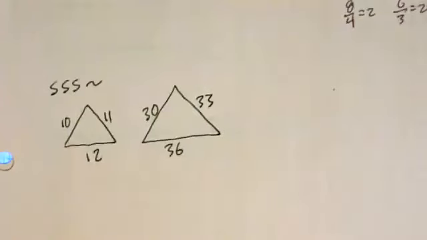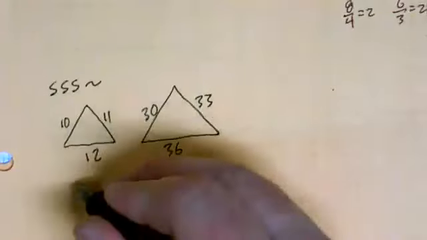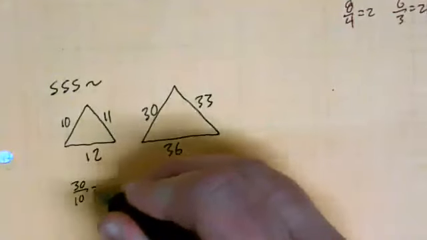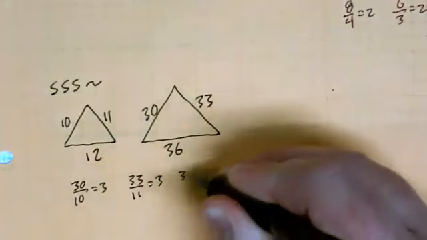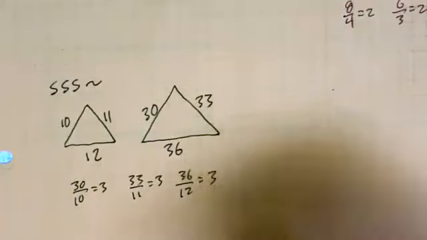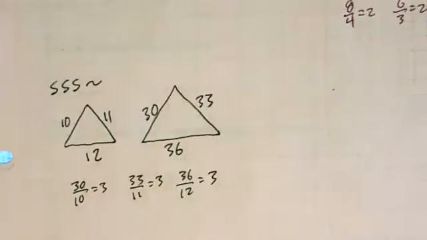So SSS similarity, we could write three fractions. 30 over 10 equals 3, 33 over 11 equals 3, and 36 over 12 equals 3. So we don't need any angles at all, but if we don't have any angles, then we need all three of the sides.